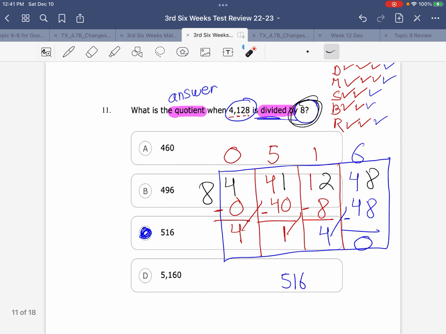Okay, when you guys are doing this, please do your steps. Because if you don't do your steps, you get confused. You're like, well, what step am I on now? Put your steps somewhere on the side, please.